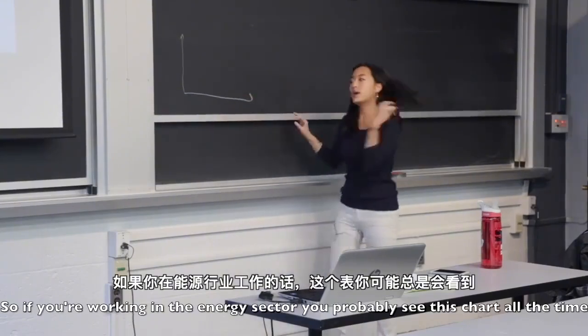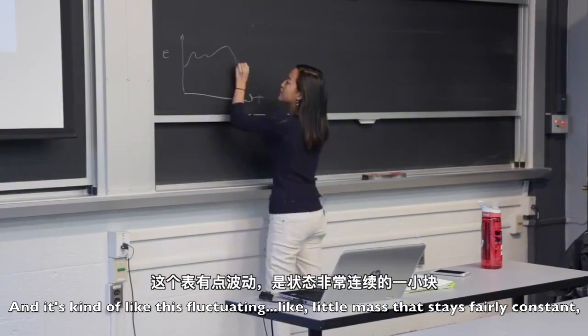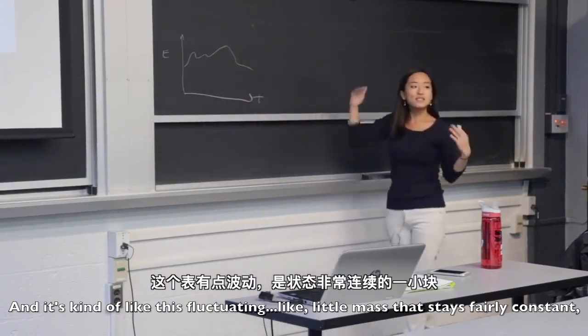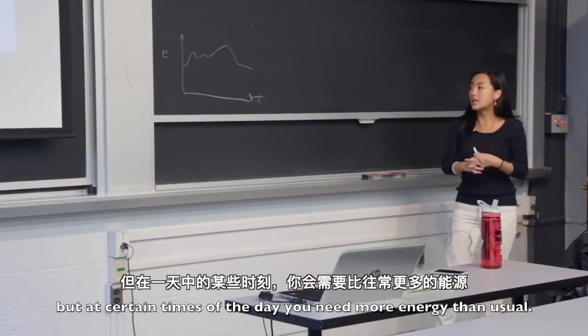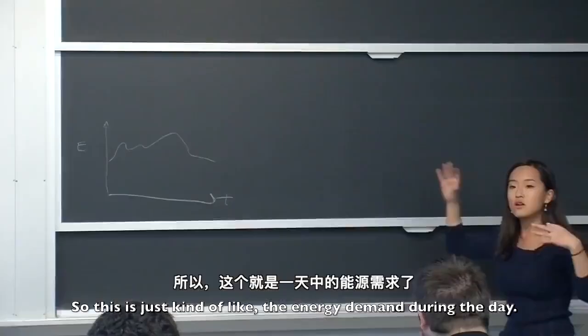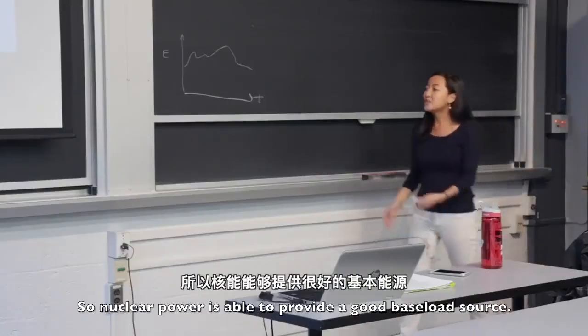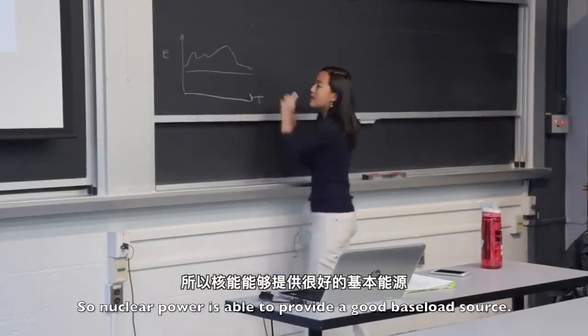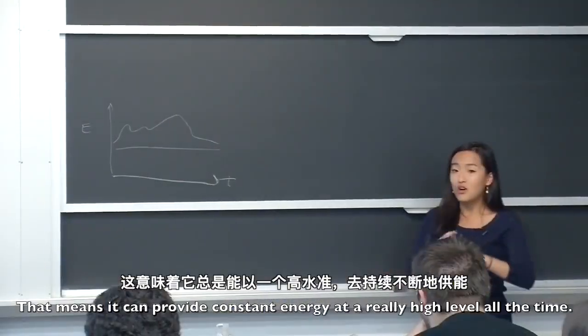If you're working in the energy sector, you probably see this chart all the time of time versus energy that's being consumed. It's like a fluctuating mass that stays fairly constant, but at certain times of the day you need more energy than usual. So this is just the energy demand during the day. That's what this chart crudely depicts. So nuclear power is able to provide a good baseload source. That means it can provide constant energy at a really high level all the time.